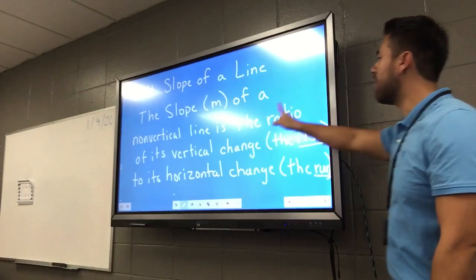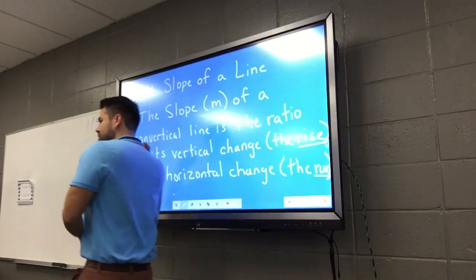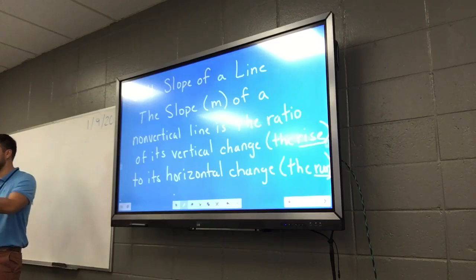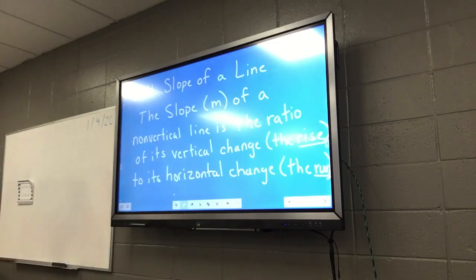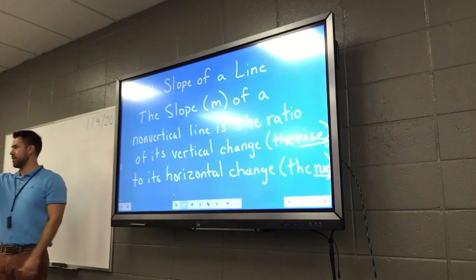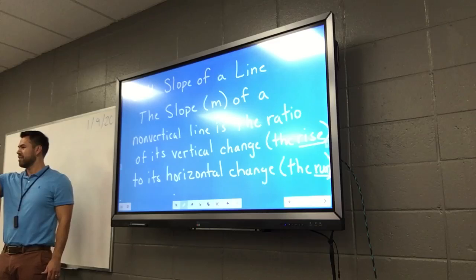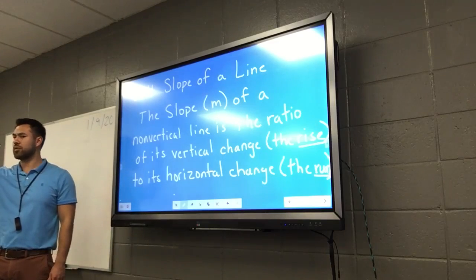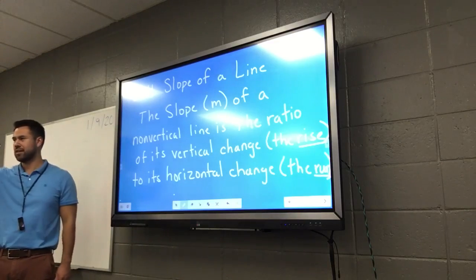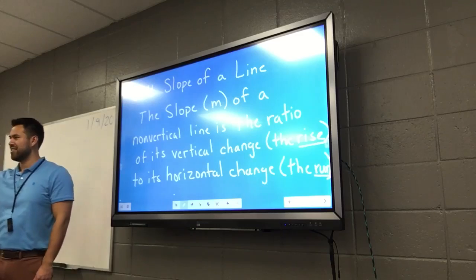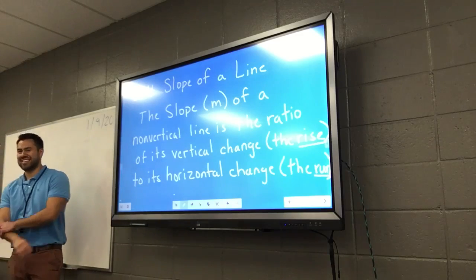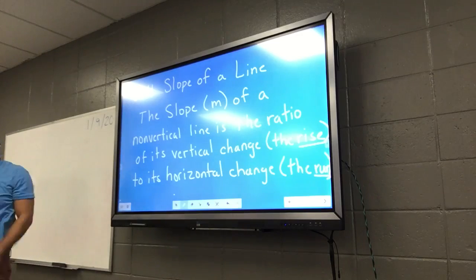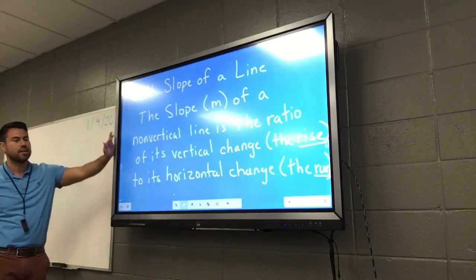We're talking about non-vertical lines. Does anyone know what that word non-vertical means? I'll ask you questions, you answer back. Vertical is like straight up and down. If it's not vertical, then it's not straight up and down. So we're talking about all lines except this one right here. We don't want to deal with this line. What about that? It's still vertical, because this is going up and down. So it's still vertical. Non-vertical lines are what we're talking about.